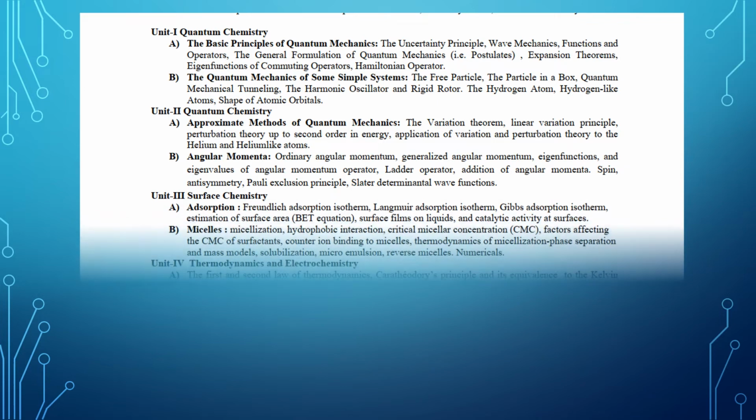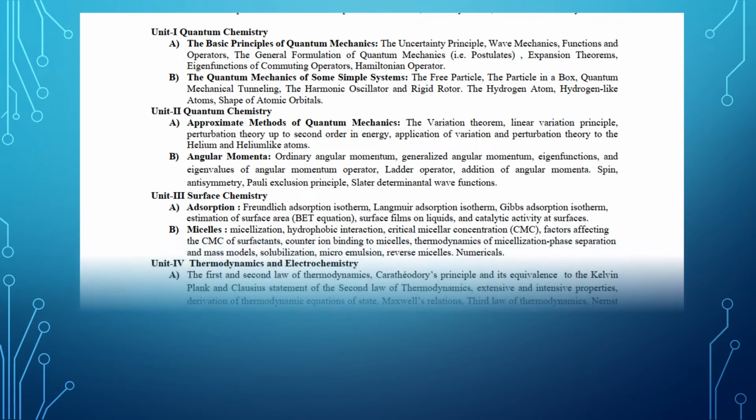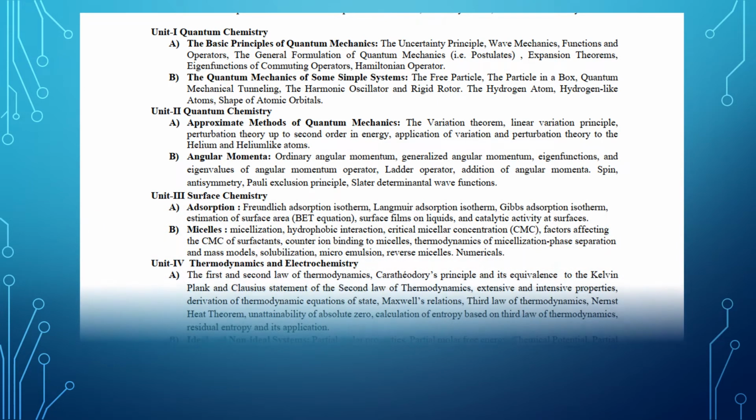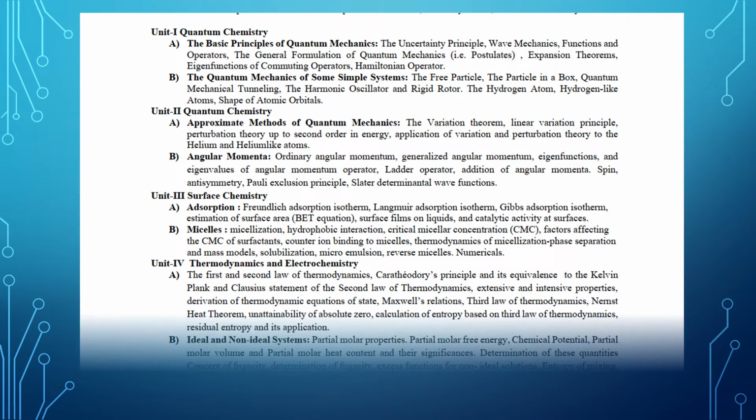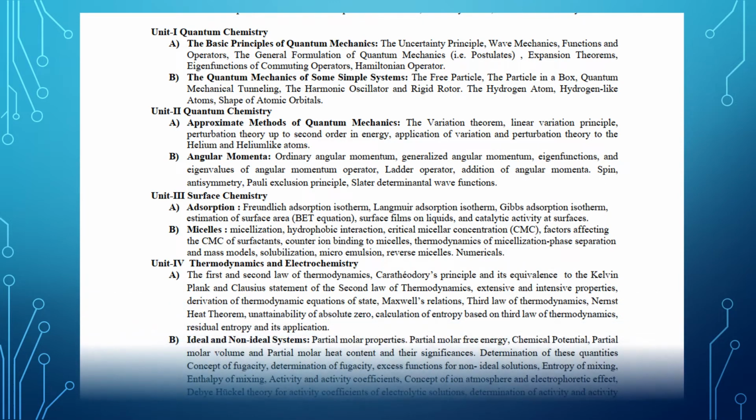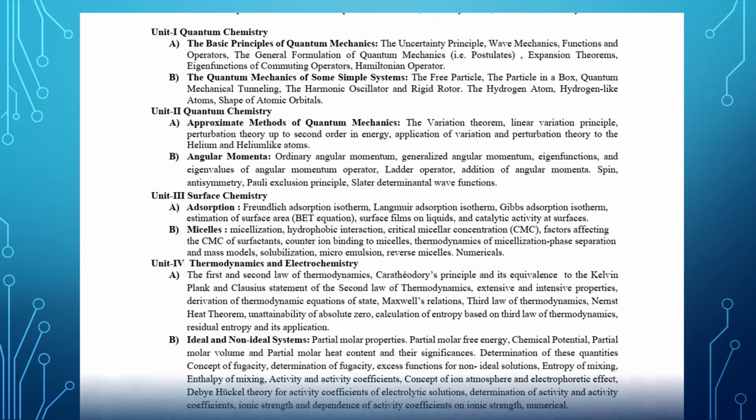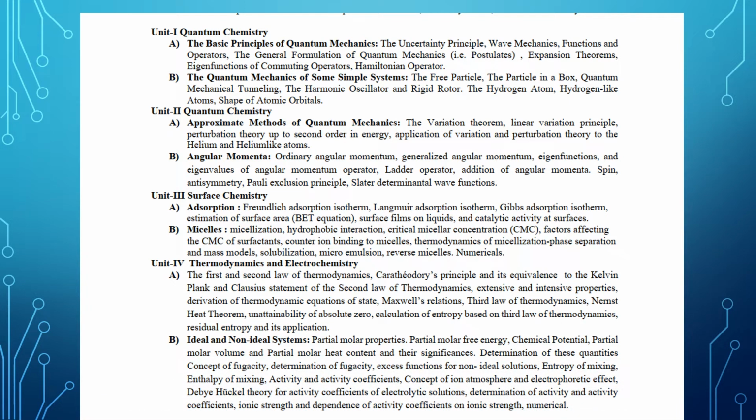Hamiltonian operator. B. The quantum mechanics of some simple systems, the free particle, the particle in a box, quantum mechanical tunneling, the harmonic oscillator and rigid rotor. The hydrogen atom, hydrogen-like atoms, shape of atomic orbitals.